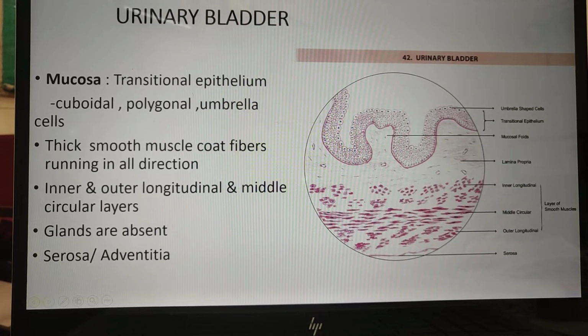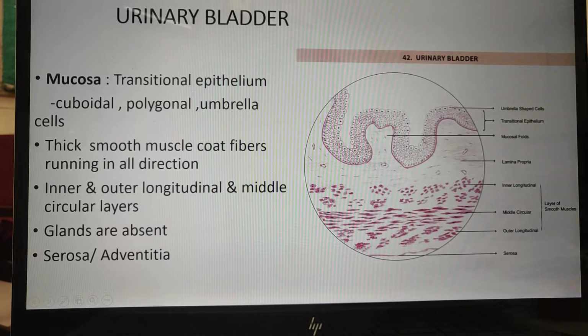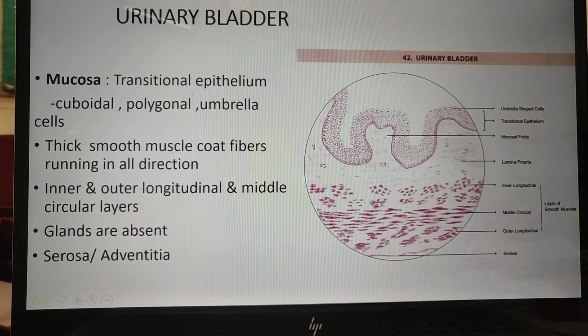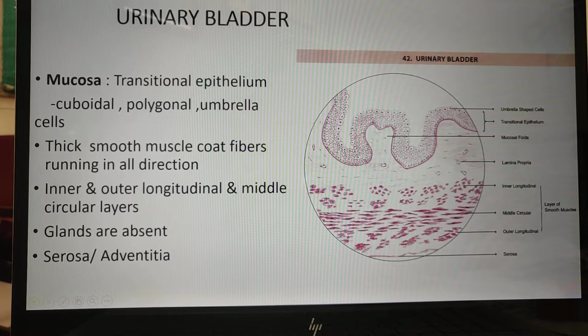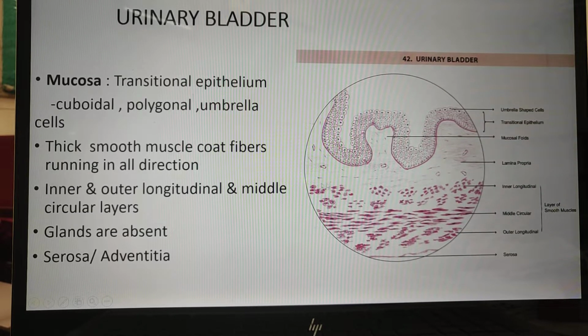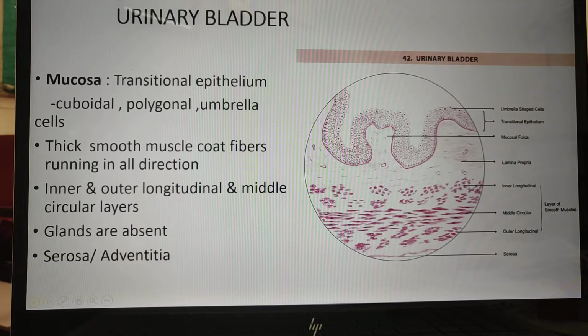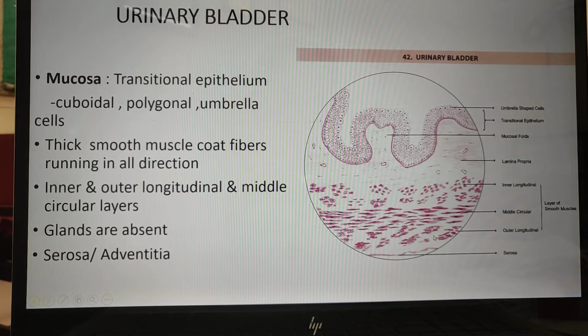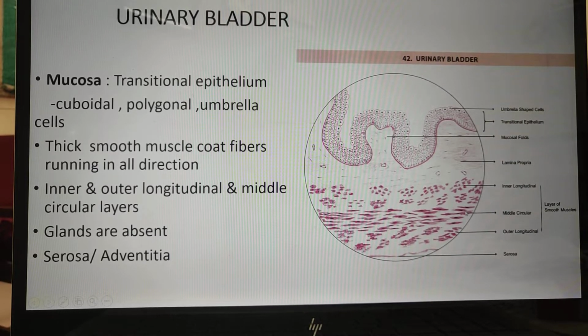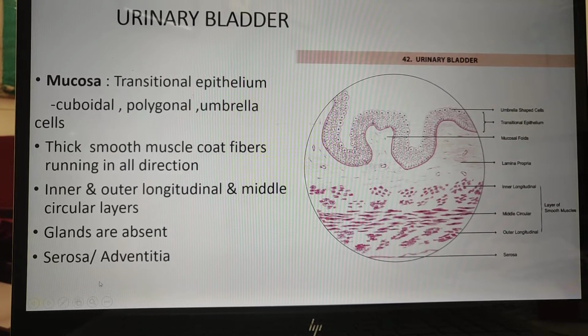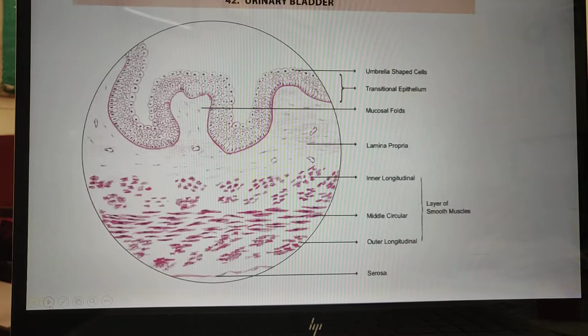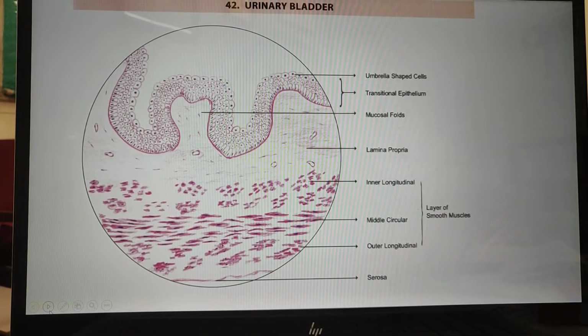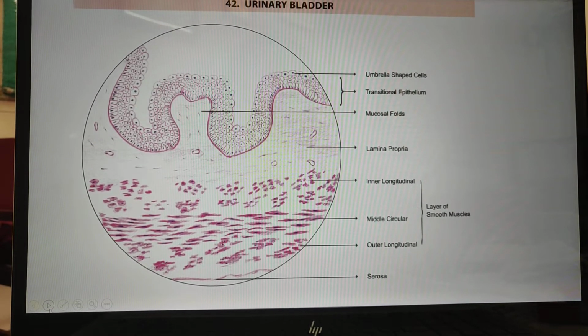So inside the urinary bladder you have to remember mainly the transitional epithelium. In the lamina propria there is absence of glands. You have to remember there is no gland inside the lamina propria, and there are three layers of muscles. Inner and outer are longitudinal, and the middle one is the circular layer of the urinary bladder. So this is the enlarged view of the urinary bladder.